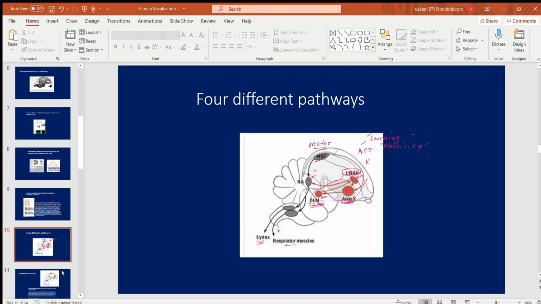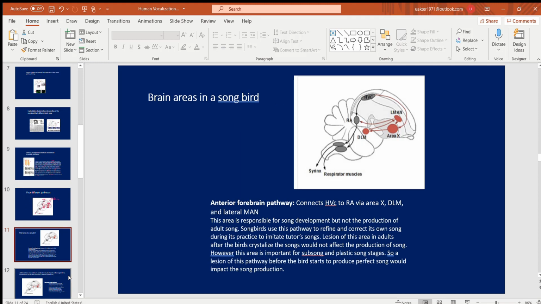So these are two important pathways. However, there are a couple more pathways in the songbird's brain. Okay. So what I mentioned here is just to go over, and you'll get an idea how these areas are responsible for processing the song, and if you inactivate or disrupt these areas, how that impacts song production. Okay.